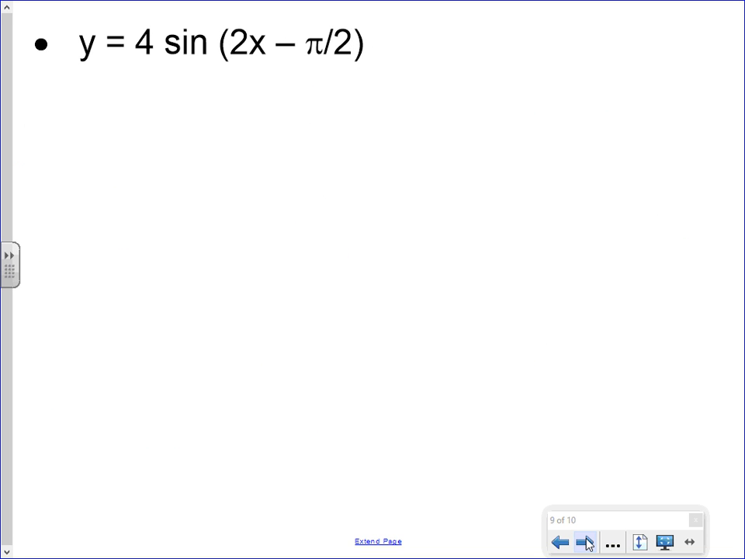All right, let's do one more. Go ahead and write this one down. Identify amplitude, period, and starting point. Make sure you and your pod agree on those 3 things. Make sure you compare. Be silent.